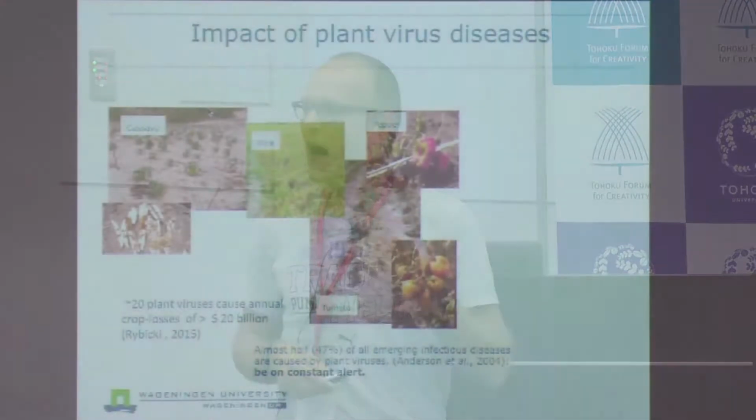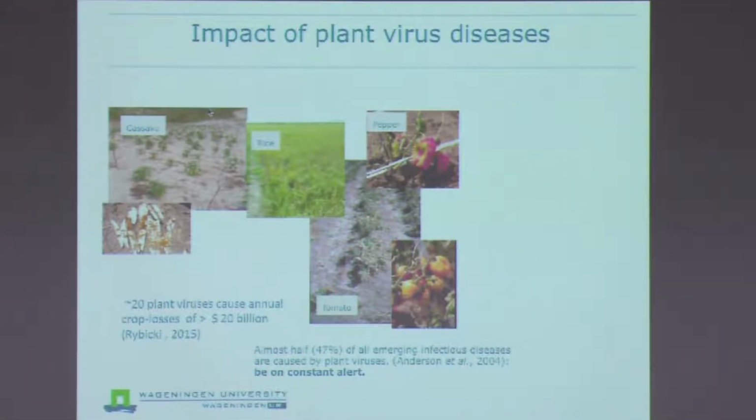And if it comes to viruses, although, as one of the previous speakers mentioned, they take only a smaller percentage of the diseases that we face in crops, less than 10 or 20%, and fungi and bacteria are much more important, still, if we talk about emerging infectious diseases, nearly half of them are caused by viruses, not by fungi, not by bacteria. And it's only about 20 plant viruses that by themselves cause an annual crop loss of more than $20 billion, which involves many bulk crops, food crops like cassava or rice, but also high-value crops like pepper and tomato.